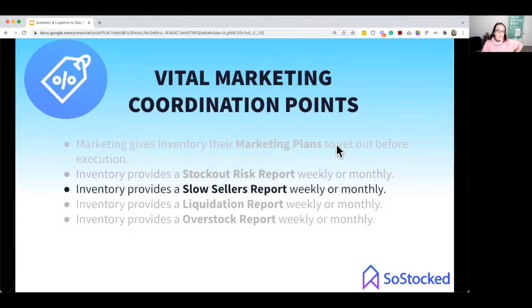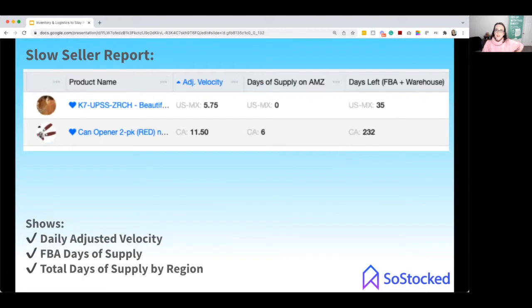All right, then you have the slow sellers report. That report is essentially looking at which products you need to ramp up, right? You need to improve the sales, move this product, make it more successful, or you might end up having to just liquidate it, get rid of it, because it becomes a liability, right? We want our inventory to be an asset, not a liability.